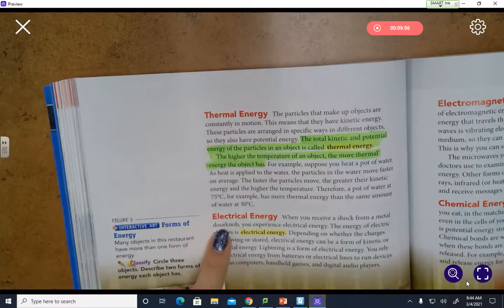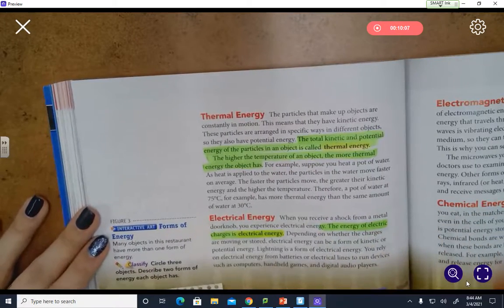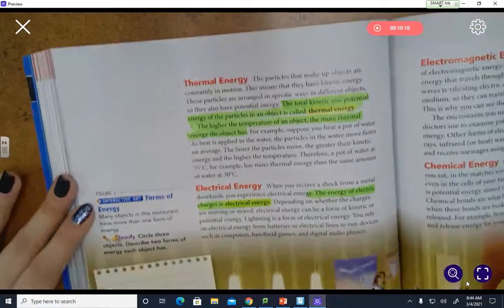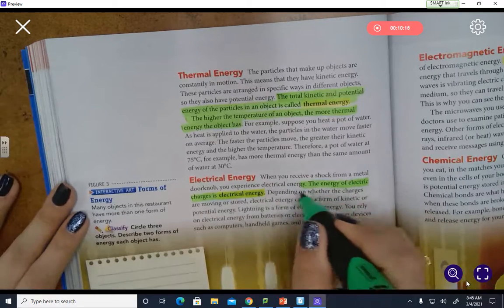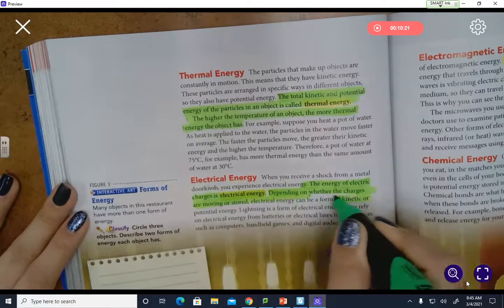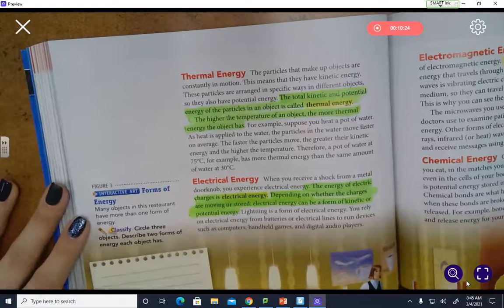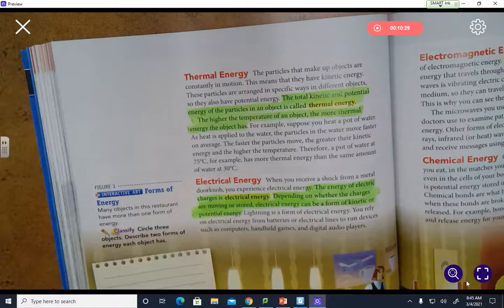Electrical energy. When you receive a shock from a metal doorknob, you experience electrical energy. The energy of electric charges is electrical energy. Depending on whether the charges are moving or stored, electrical energy is a form of kinetic or potential energy. Highlight that. Lightning is a form of electrical energy. You rely on electrical energy from batteries or electrical lines to run devices such as computers, handheld games, digital audio players.